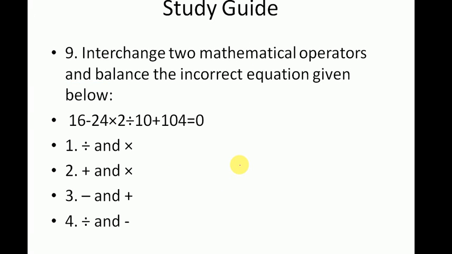Next, there is a mathematical operation given: 16 minus 24 into 2 divided by 10 plus 104 equals to 10. Now in this type of mathematical operation, you need very fast calculation, and you have to find it by the option elimination method. Okay, there are no other tricky methods. Really, there are no other tricky methods.